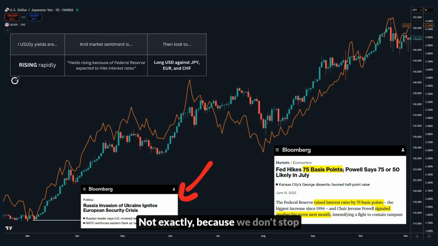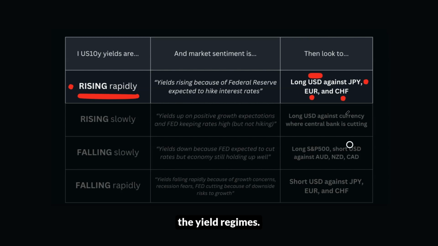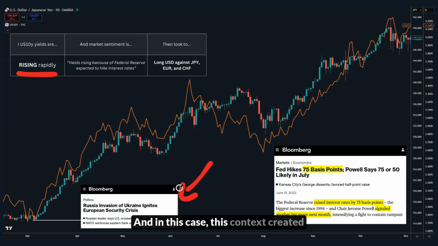Not exactly, because we don't stop just at the basics of risk on and risk off. We go into understanding the yield regimes. And in this case, this context created a rising rapidly regime for yields. So it's a risk off, yes, but it's a type of risk off in which the dollar dominates, even against a safe haven like the Japanese yen and the Swiss franc. So the yen, despite being a safe haven, ended up getting sold in USD/JPY, ending up rising alongside yields. Why? Because it was in a rising rapidly regime and interest rates were being hiked aggressively in the US.